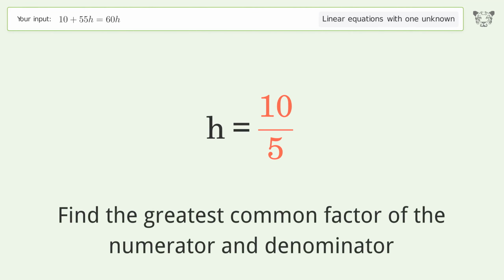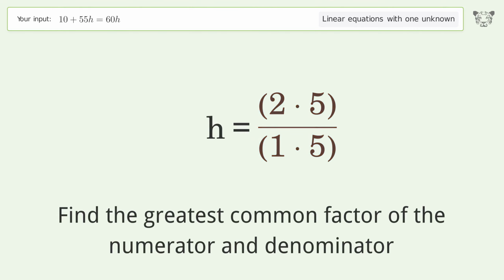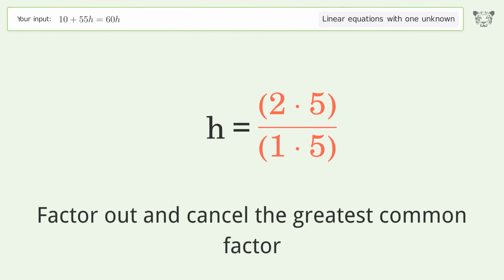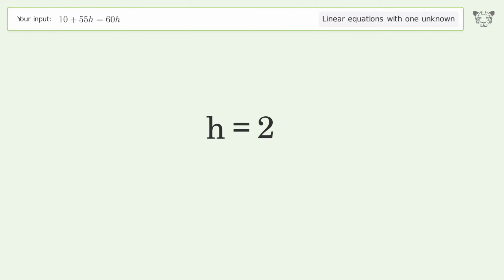Find the greatest common factor of the numerator and denominator. Factor out and cancel the greatest common factor. And so the final result is h equals 2.